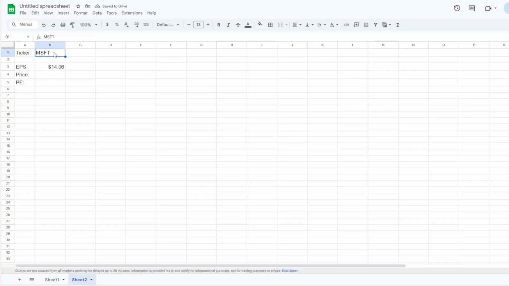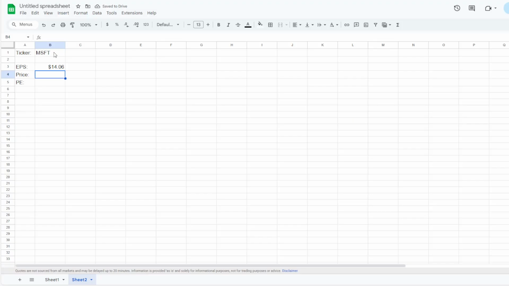Now what's cool is I can change the ticker. I could do Google, $10 even for Google. I could do Costco, $18.21 for Costco. So this spreadsheet will now automatically fill in my earnings per share depending on what company I put in. I put in Microsoft, so that's what we're going to go with.